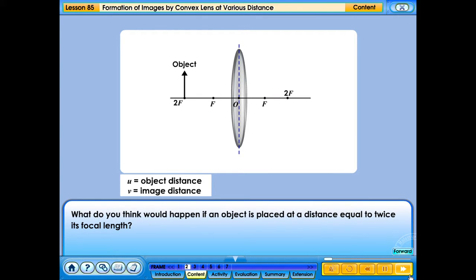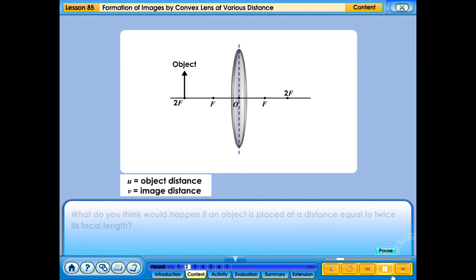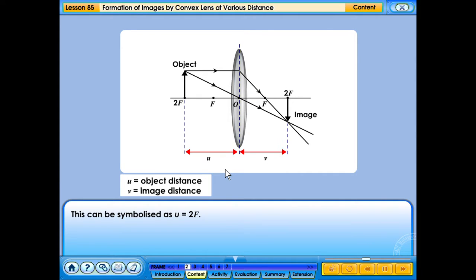What do you think would happen if an object is placed at a distance equal to twice its focal length? Let's see what happens when the rays pass through the convex lens. Click on the lens to find out. This can be symbolized as U equal to 2F.